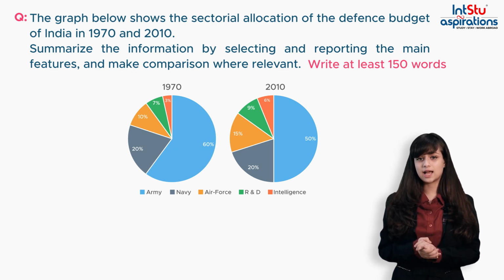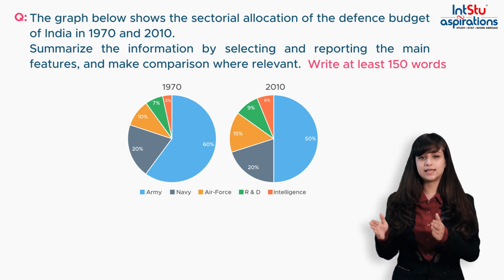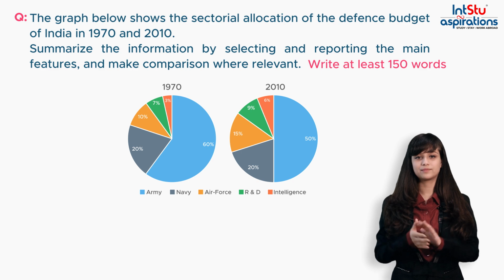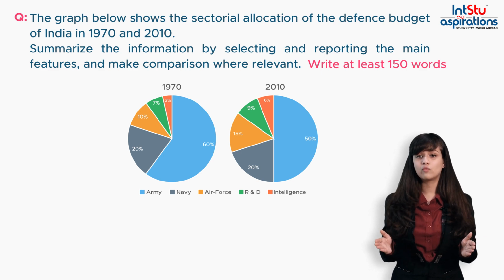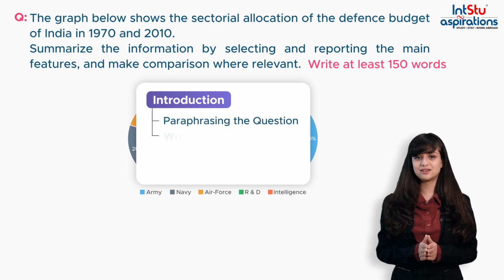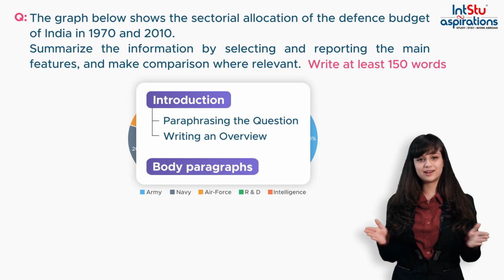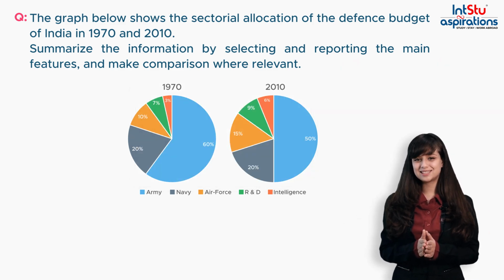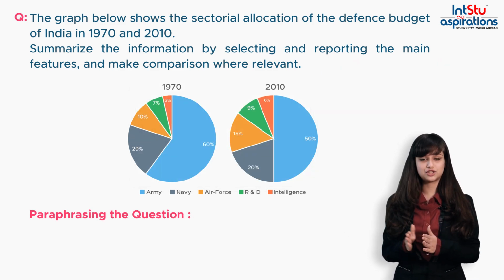Let us first understand the format of writing an academic writing task 1. We always begin with writing an introduction which consists of two parts, paraphrasing the question and writing an overview. And then we write the body paragraph. So let us see how to paraphrase this question.